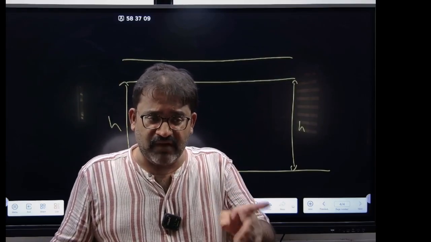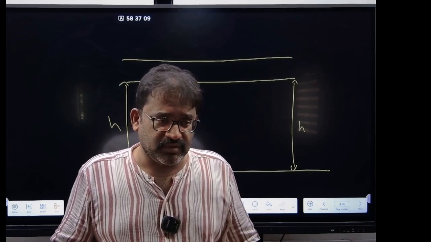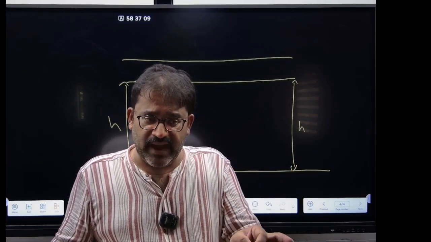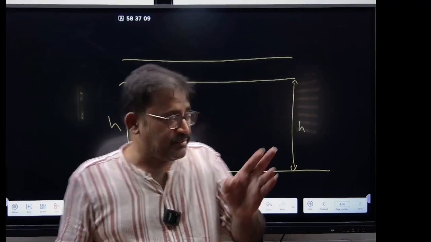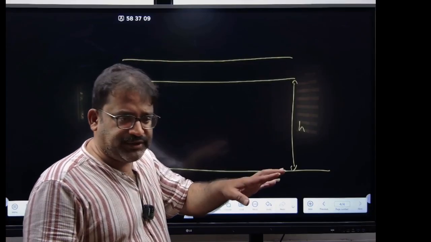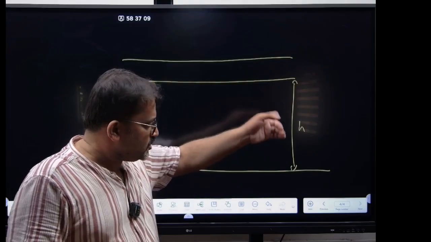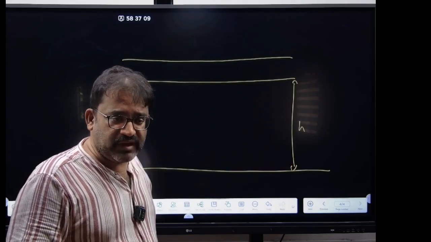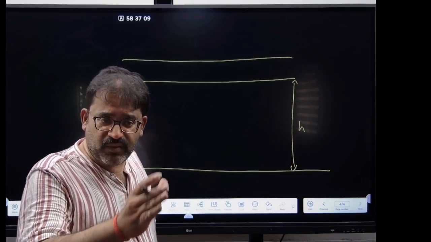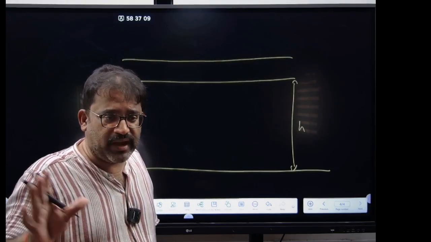Now what is Bernoulli's theorem? P plus half rho V square plus rho g h equal to constant. It means that P1 plus half rho V1 square plus rho g h, because the height is h here, correct, is equal to P2 plus half rho V2 square plus rho g h only. So that means rho g h gets cancelled. Therefore P1 plus half rho V1 square is equal to P2 plus half rho V2 square.